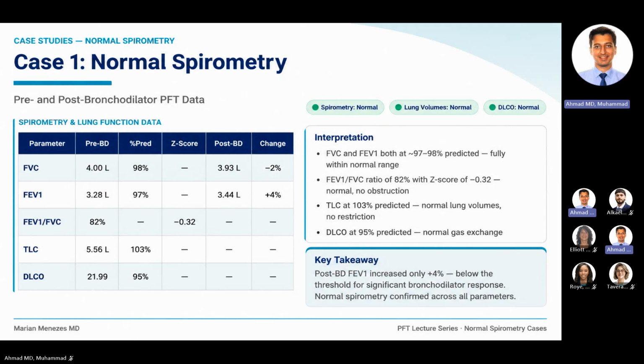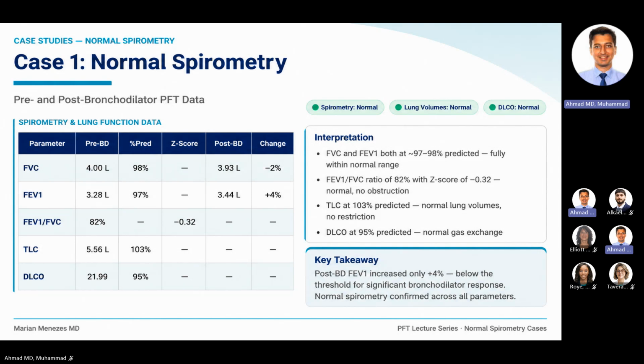So this is a normal spirometry. You look at the FEV1 FVC ratio. In this case, you have an FEV1 FVC ratio of 82%, a z-score of minus 0.32, which is between minus 1.645 and plus 1.645. You then look at the FEV1, which is 3.28 liters, which is 97% of predicted, which is normal, and the FVC, which is 4 liters, which is 98% of predicted. So you have a normal FEV1 FVC ratio, a normal FEV1, and a normal FVC. So this is a normal spirometry.